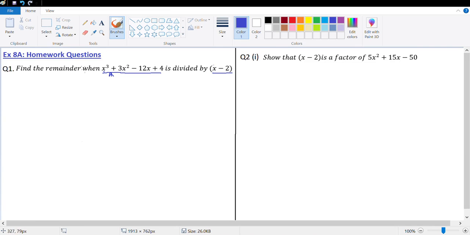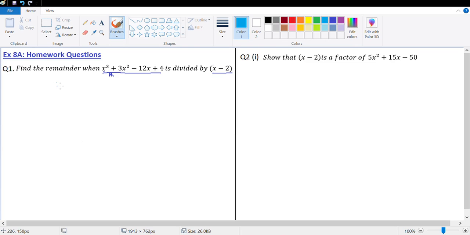Now what does factor theorem state? Factor theorem says if the remainder is 0, then x minus a is a factor. So you first apply the remainder theorem to figure out what the remainder is, and in case it is 0, then x minus a is a factor. So let's go ahead and solve the homework questions.